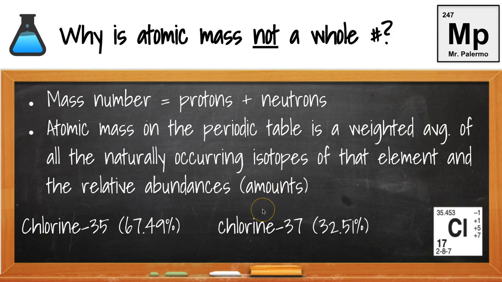So for example, if I look at a sample of chlorine, about 67.49% of the atoms in that sample are going to have a mass of 35. So they're going to be the isotope chlorine with that mass of 35. About 32.51% of those atoms are going to have a mass of 37. So a higher majority of the atoms have this mass of 35. And so the weighted average, taking into account the percentages that we have of them, for chlorine is going to be 35.453. So notice that more than half of the atoms have this mass of 35, and that's why the average is closer to 35 than it is to 37.